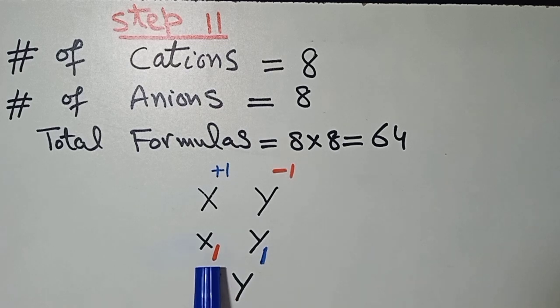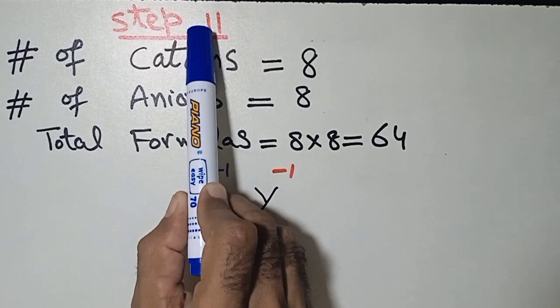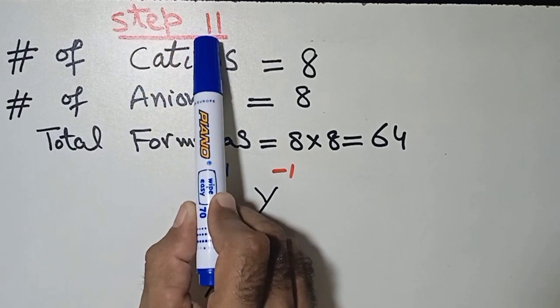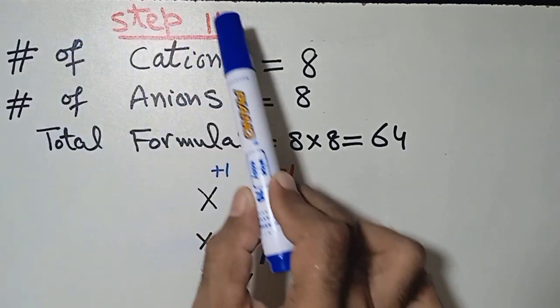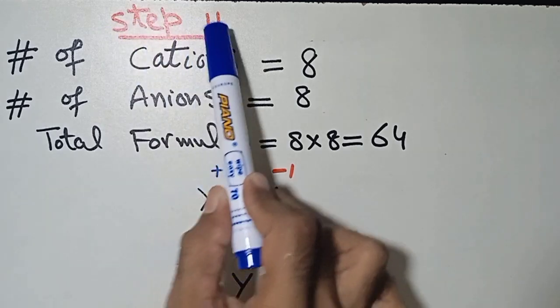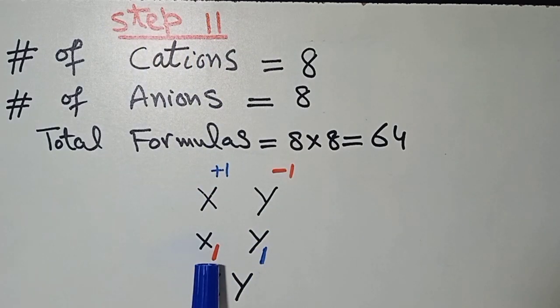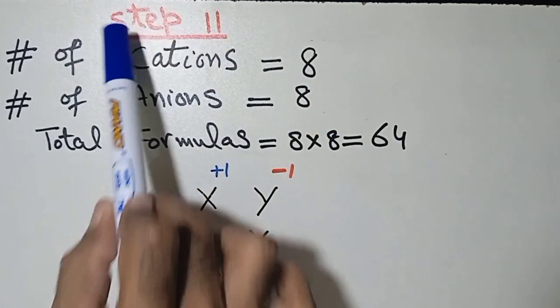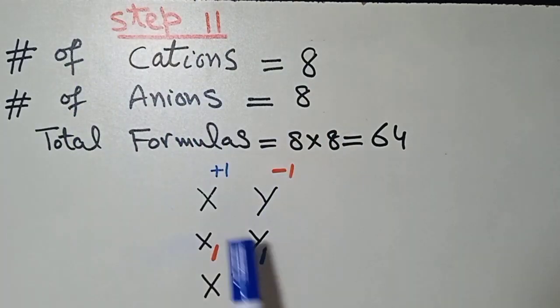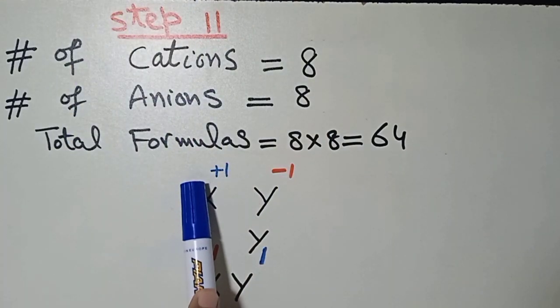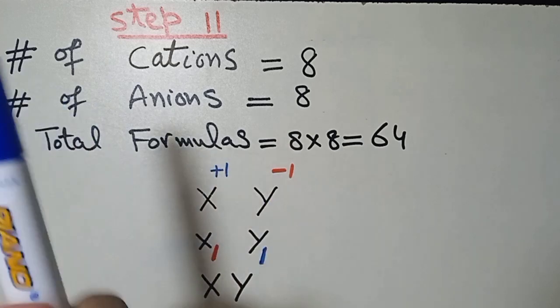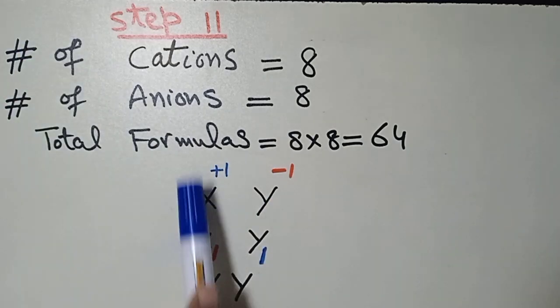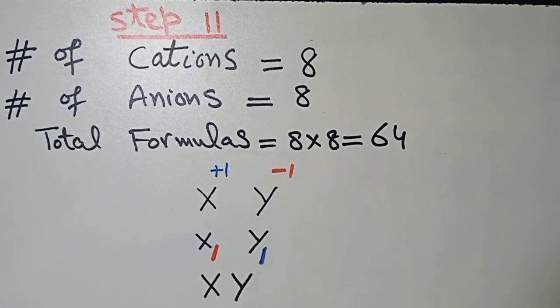Look students, this 1 1 has been written here for the step name 1 1. What does this step 1 1 mean? This is from X1 and Y1. This 1 1 shows you that the formula is made between cations and anions that are monovalent.